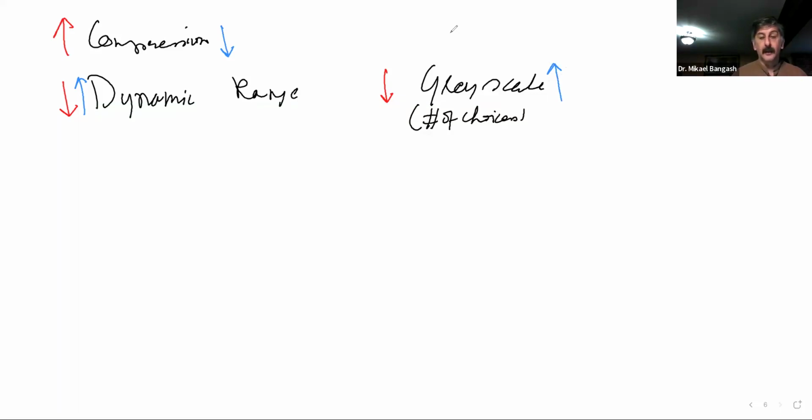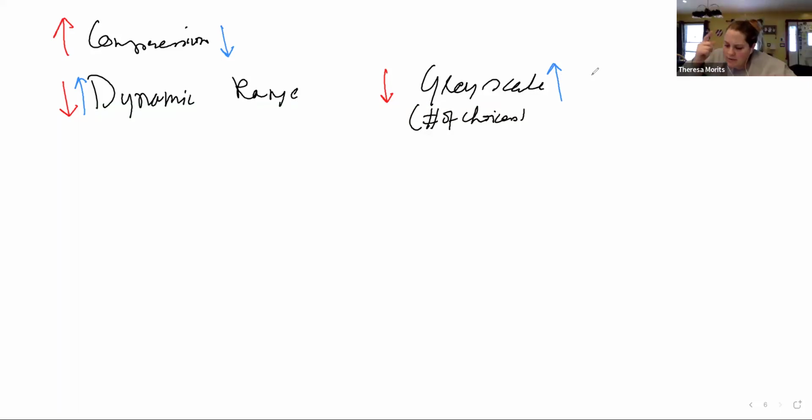caught by the eye, or differentiated by the eye. And on the other hand, the greater number of shades that we have is going to be more bits. More bits will take up more data. Did that make sense?